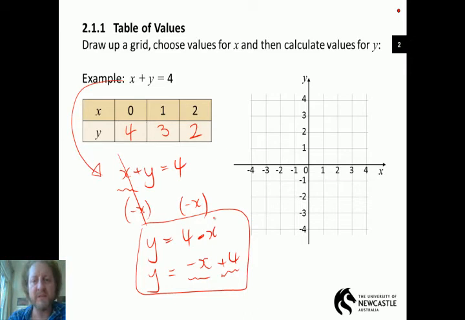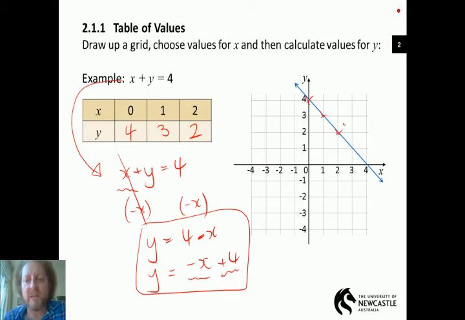So either way we do it, then we say, well, where's the point (0, 4)? Horizontally, x-wise, I don't go anywhere. I don't go left or right, I go 0. Vertically, I go 4. That's the point (0, 4). The point (1, 3) is go to 1 in the x direction, go to 3 in the y direction. The point (2, 2), go to 2 in the x direction, 2 in the y direction.